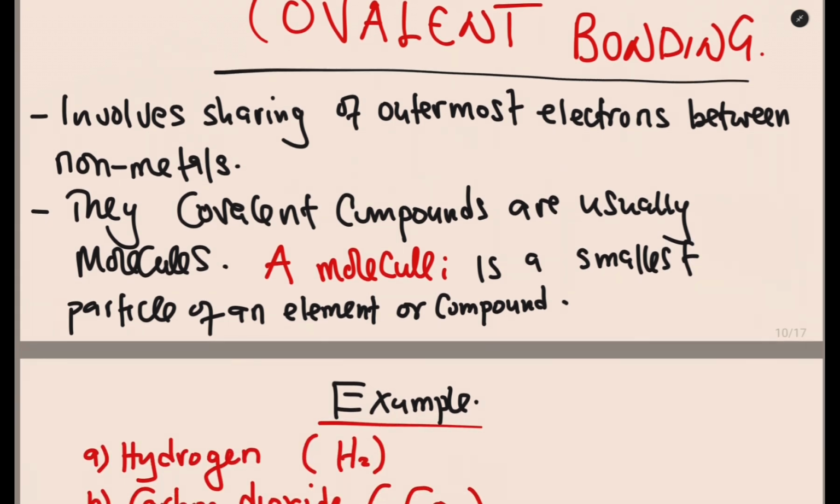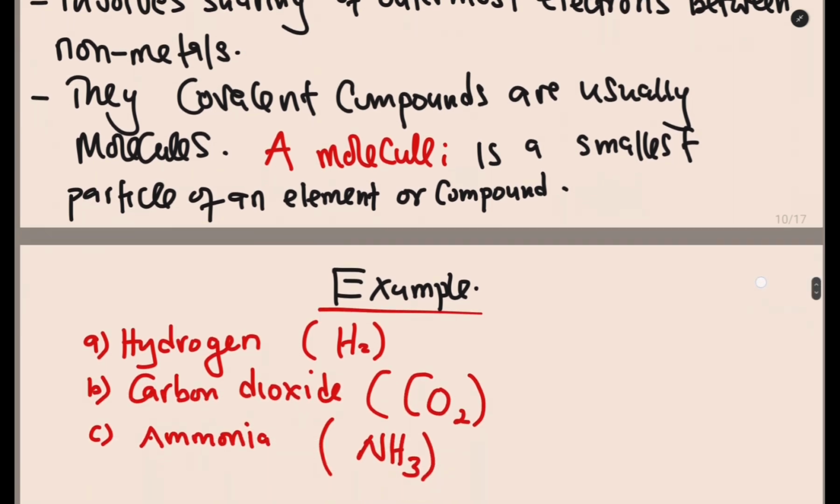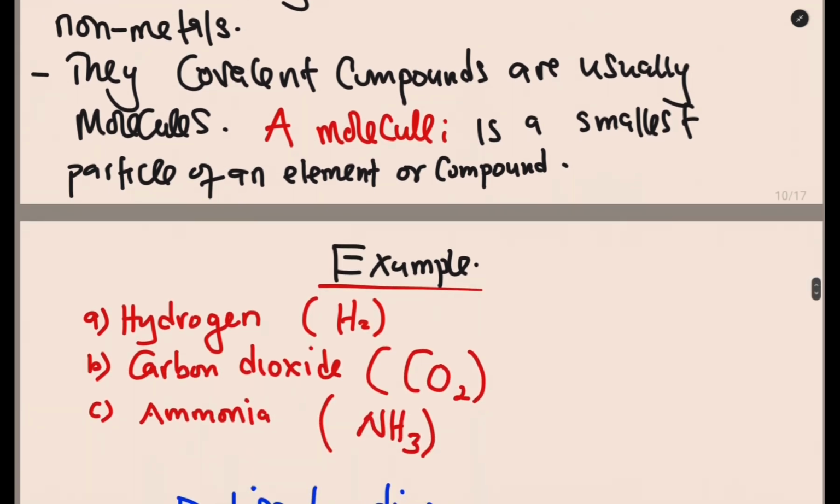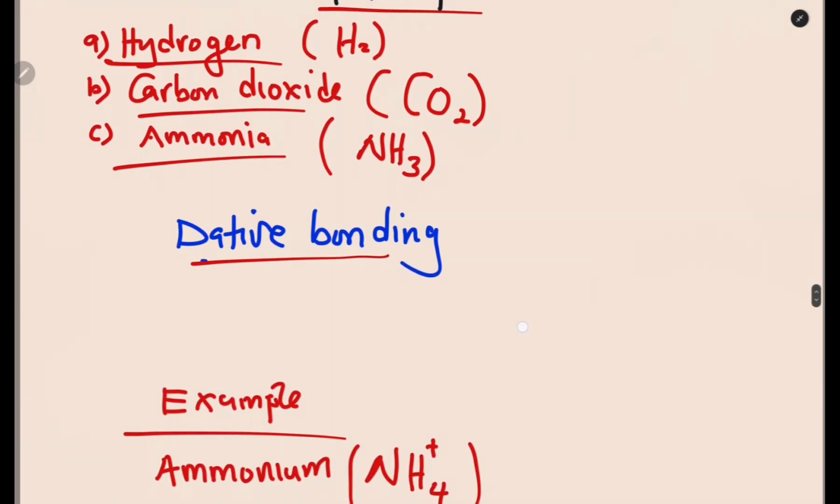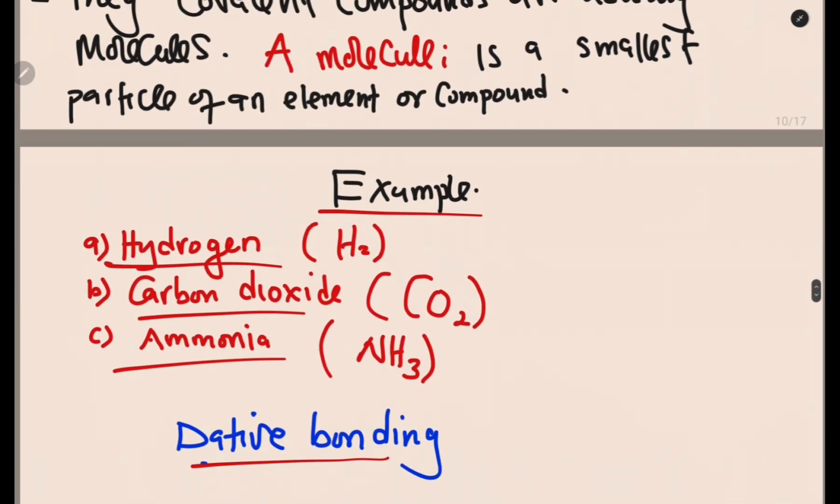So a molecule is just the simplest particle of an element or a compound. That is how we define a molecule. What are some of the examples of compounds, or what are some of the molecules that are formed by covalent bonding? We have hydrogen, carbon dioxide, ammonia. Now, how are they formed? Look at this, sharing of electrons.